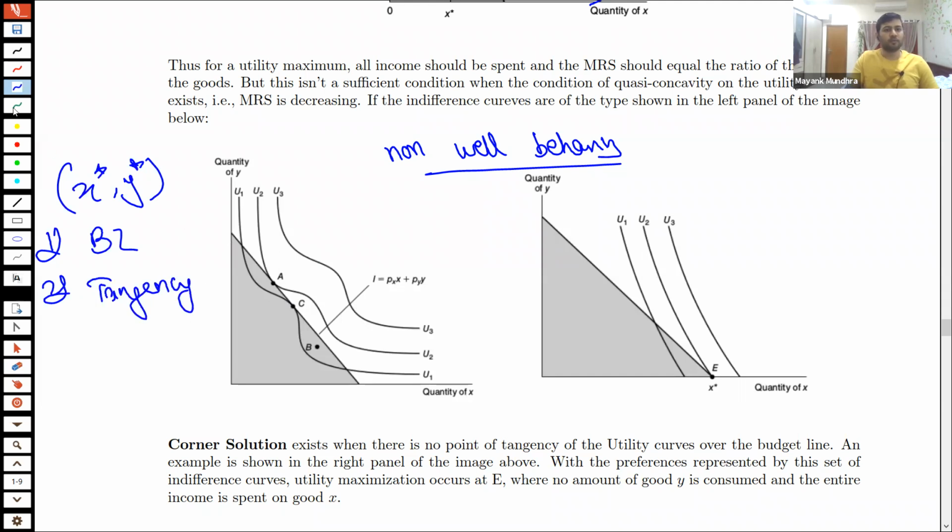So I'm looking for points on the budget line where the budget line and the indifference curve are tangent. But as you can see from this situation, there are 2 points which satisfy the condition of tangency on the budget line. So when I solve for X star, Y star in this case, I will get 2 solutions.